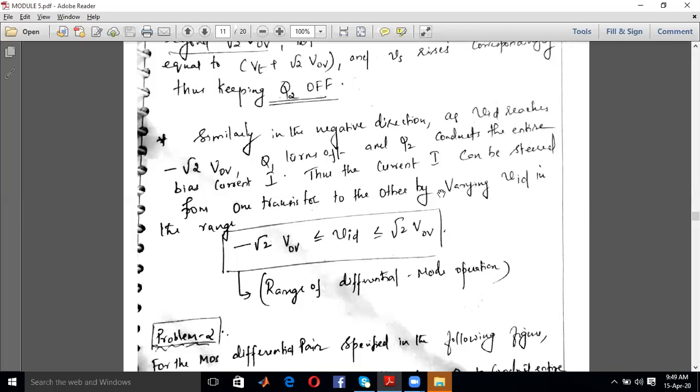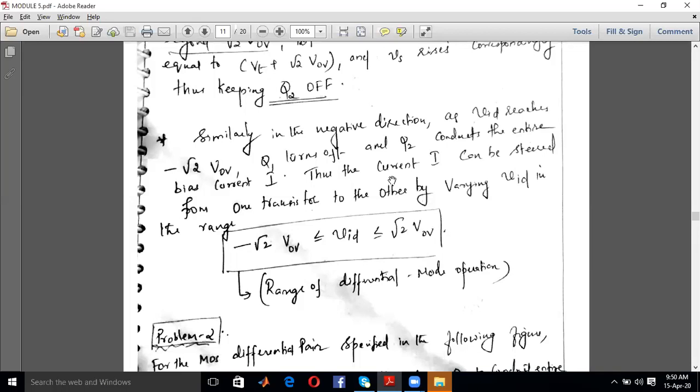So the question will be like this: justify the statement that the current can be steered from one transistor to the other by applying VID in this range. So please read this last sentence. By setting this VID in this particular range, I will be able to steer the current I from one transistor to the other transistor. I can set more current flowing through Q1 by applying VID positive. Applying VID positive means VGS1 should be greater than VGS2. Similarly, I can steer more current to Q2 if I set VID as negative. VID negative means VGS1 should be less than VGS2.